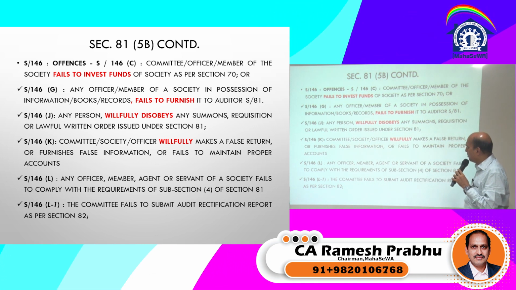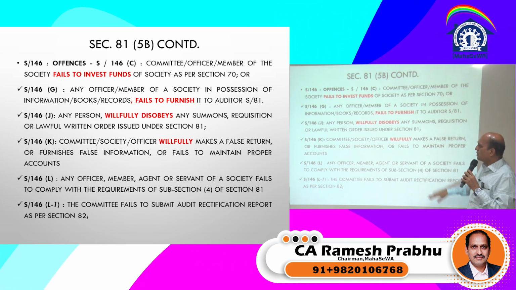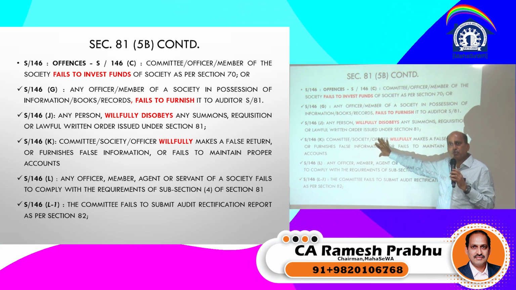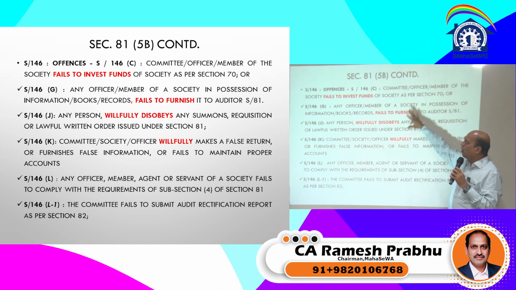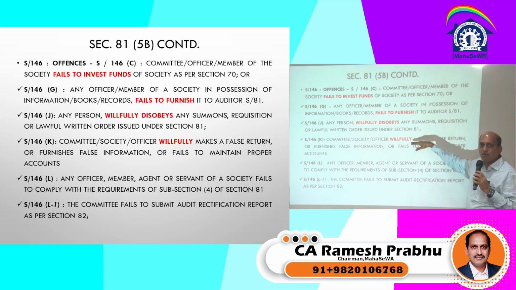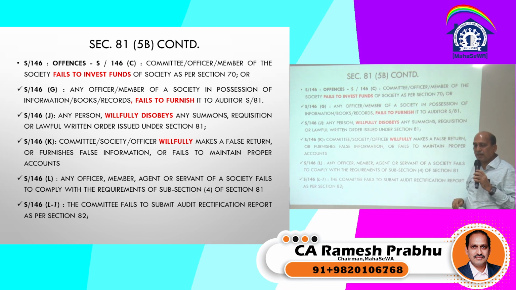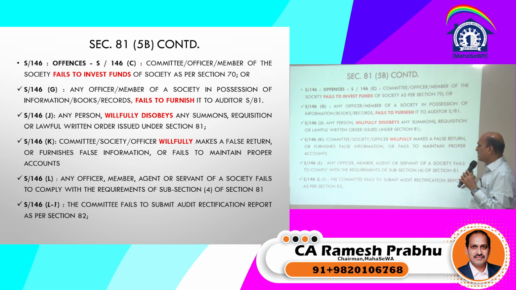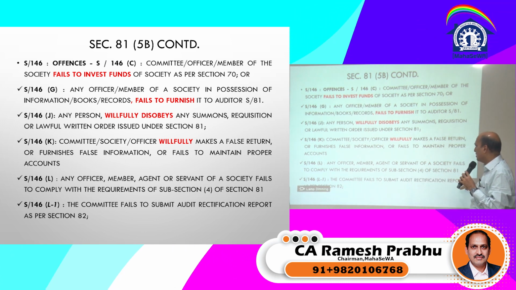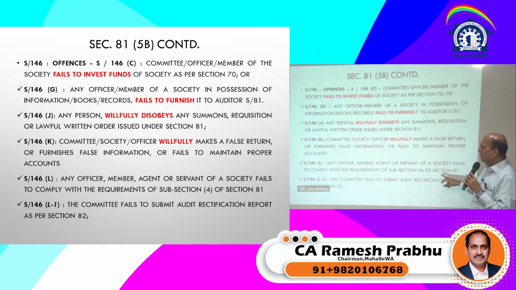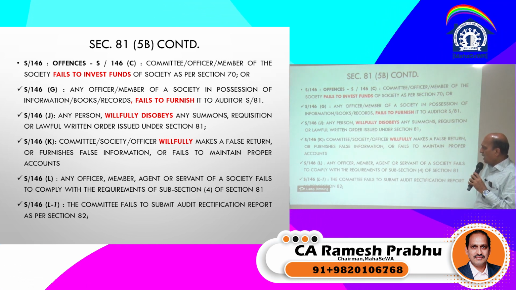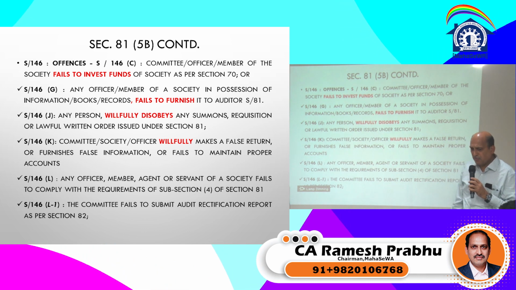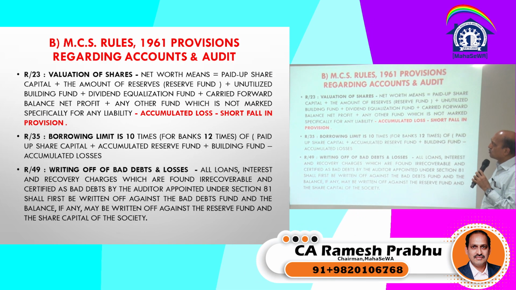Similarly, if a committee or society willfully makes a false return or furnishes false information, or fails to maintain proper accounts, that is an offence. All these need to be reported as irregularities, financial irregularities. Similarly, any officer, member, agent or servant of a society who fails to comply with the requirements of subsection 4 of section 81. Under 146(L1), if the committee fails to submit the audit rectification report, that is also an offence.